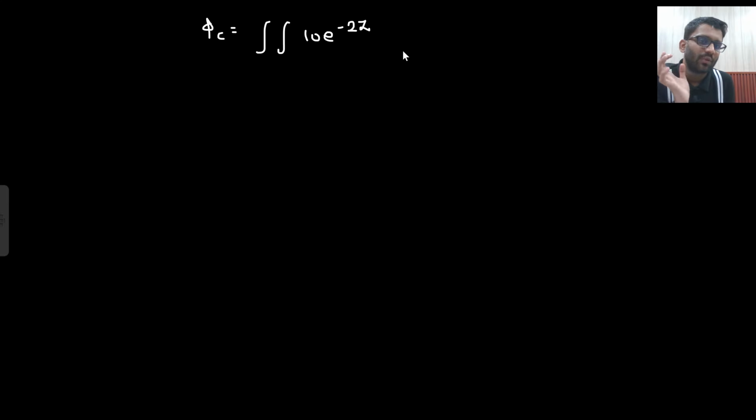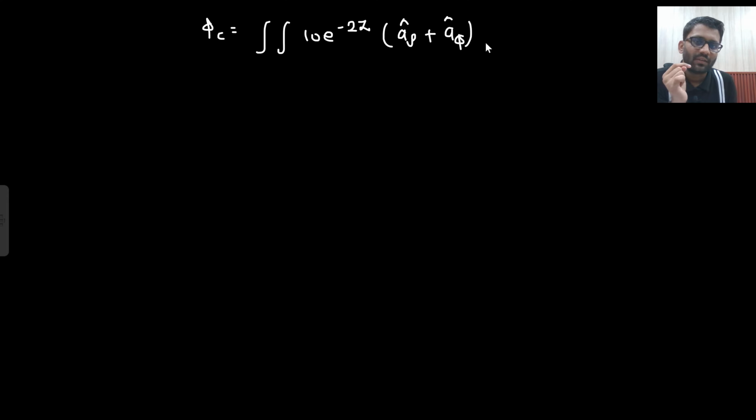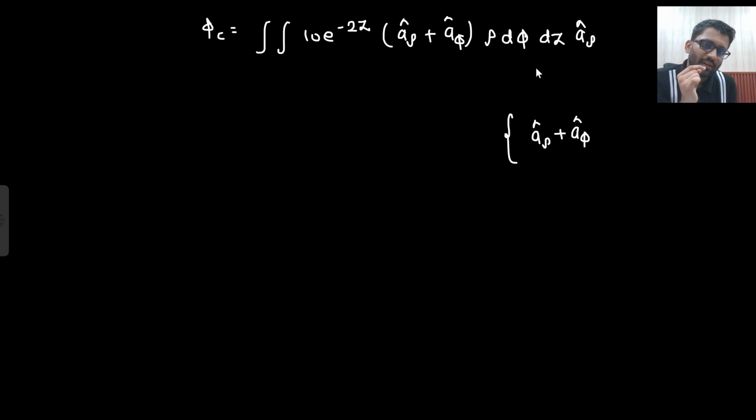Since Z is changing, I'm not going to do anything with Z. Rho is constant, that is 1 only. So F is tan e to the power minus 2z a rho plus a phi. Then what is the value of dS? Rho d phi dz. Forget about everything, first do the dot product of these two. So a rho plus a phi dotted with a rho cap: a rho dot a rho is 1, a phi dot a rho is 0. So the result is coming 1.